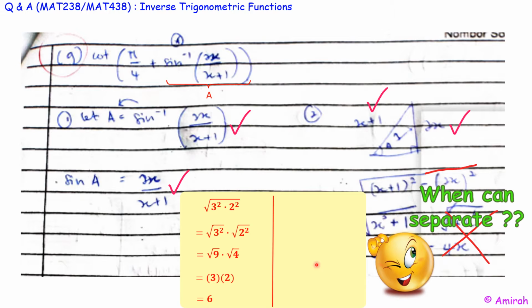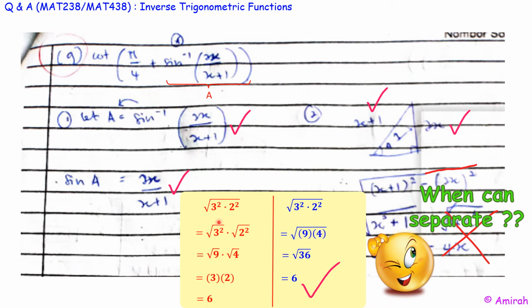Okay, let's say the same example, we still combine the square root. So kita solve yang dalam, 3 squared equals to 9. In between here is multiplication operation. 2 squared equals to 4. Kita still combine dia punya square root. Kita tak separate. And then 9 times 4 equals to 36. So now we have square root of 36. After we simplify, we get equals to 6. So the answers are equal. So means that both methods are correct.